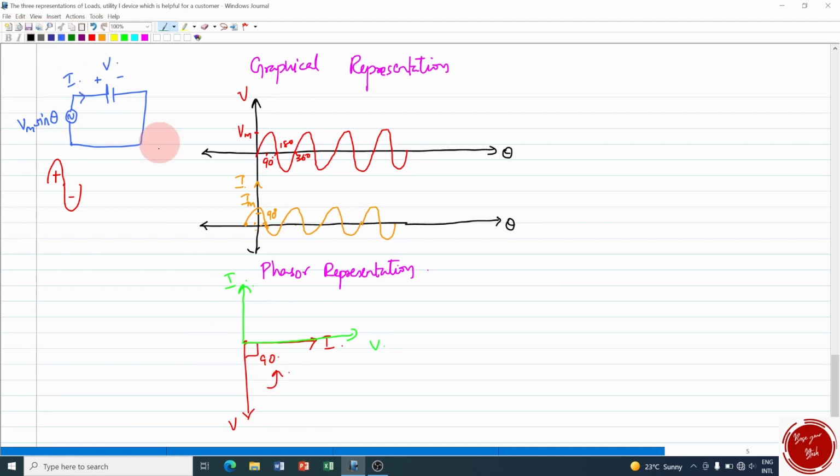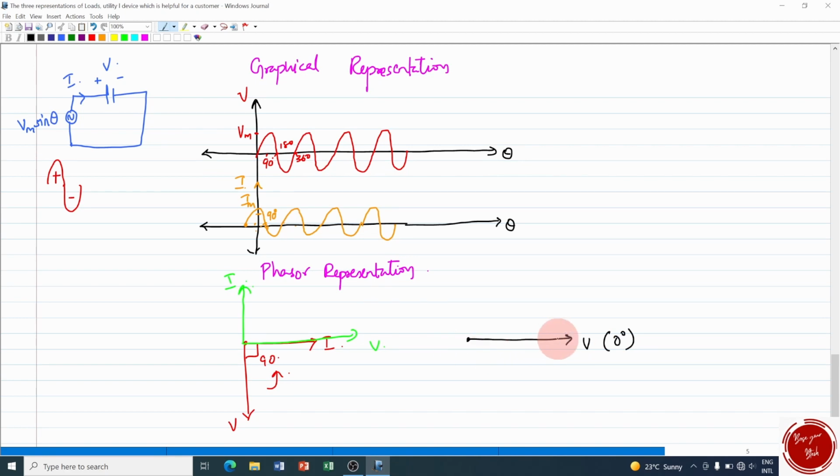Generally, the reference vector is always the voltage vector, and the reference point is towards the right. That is, this is usually taken as 0 degrees. So when the voltage is here, the current would have already taken a 90 degree path ahead. So this is the phasor representation of voltage and current for a capacitor.